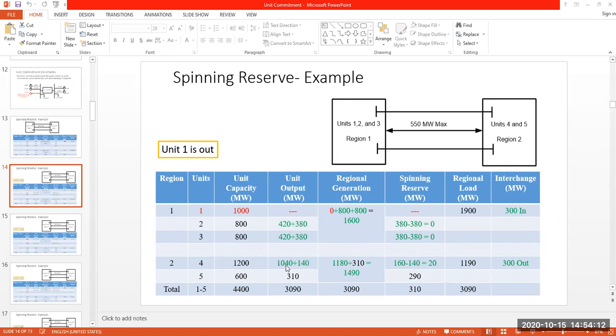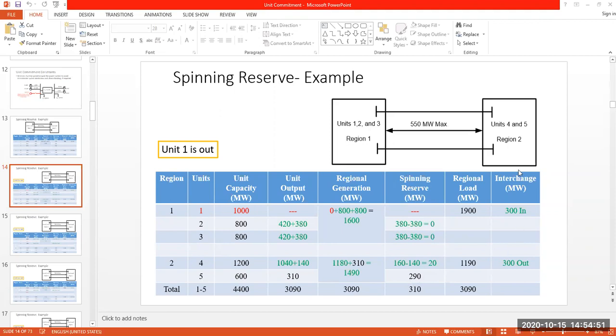So my generation of unit number 4 increases. Now it becomes 1180, just the summation of these two, plus I had this already present. So the total is 1490. So you see 1600 plus 1490 becomes equal to your demand. And because I'm losing my spinning reserve, my spinning reserve reduces to this 290 in unit number 5 and whatever is available in unit number 4. So I just add them up and fill up the blanks here. Clear?